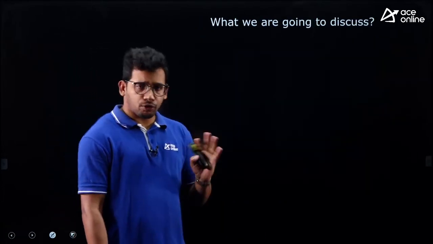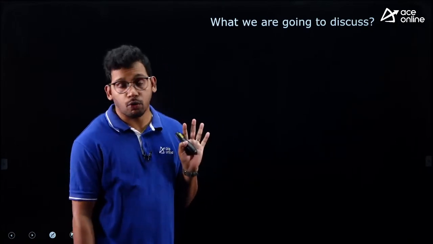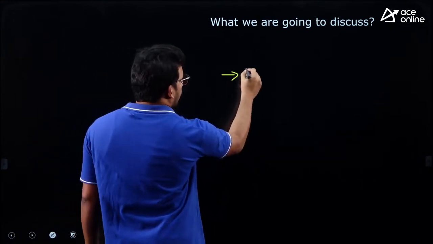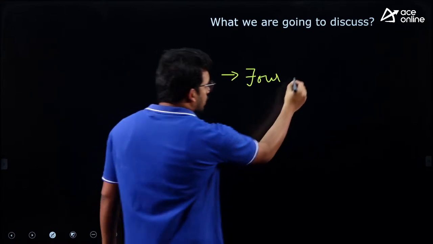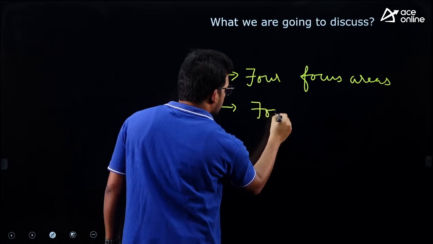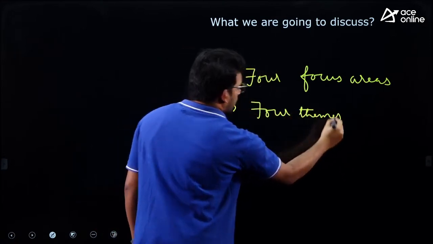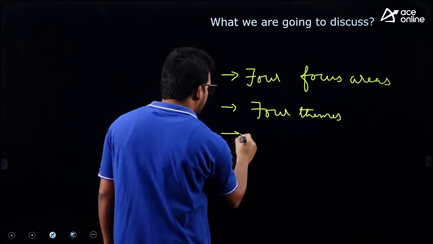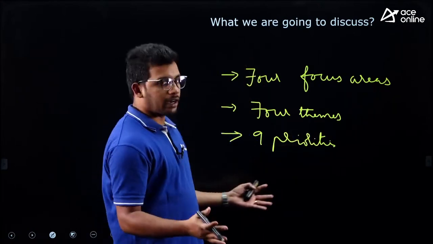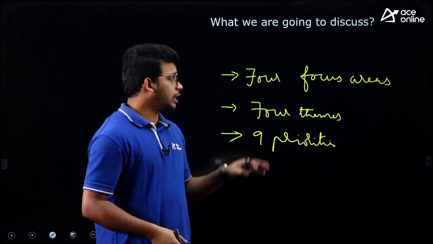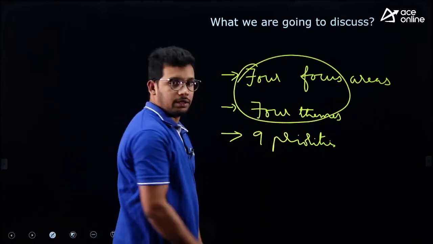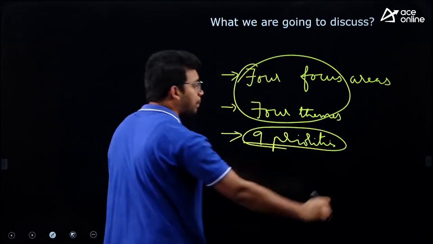Before going in, I want to tell you what we are going to discuss in this whole session so that you are clear. First we will see what the 4 focus areas are, and then the 4 themes that the government has set for itself, and then in detail the 9 priority areas. The government discussed this in a very detailed manner yesterday, Sitharaman. So the government is going to achieve these 4 focus areas and 4 themes through 9 priority areas.